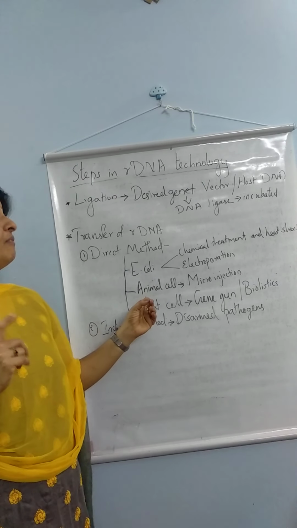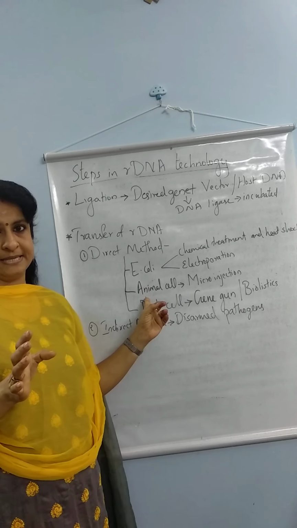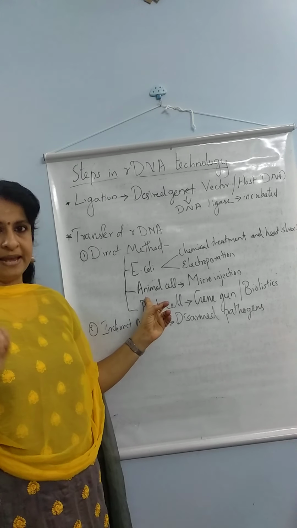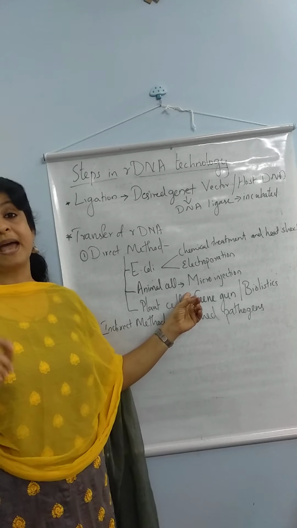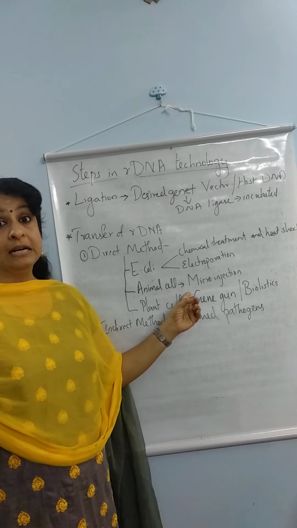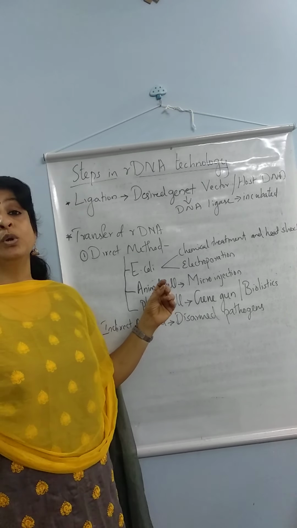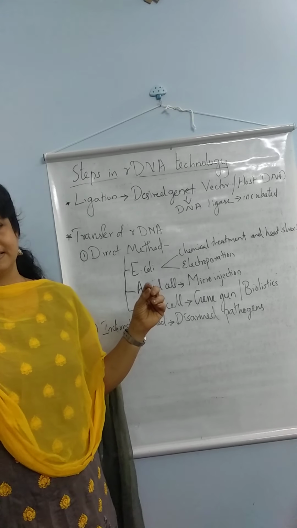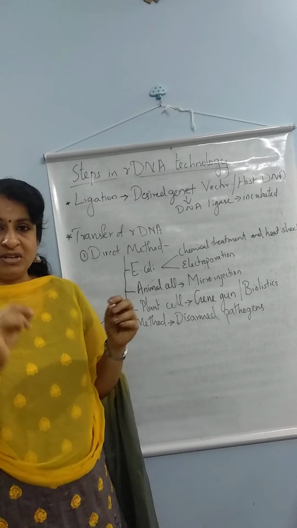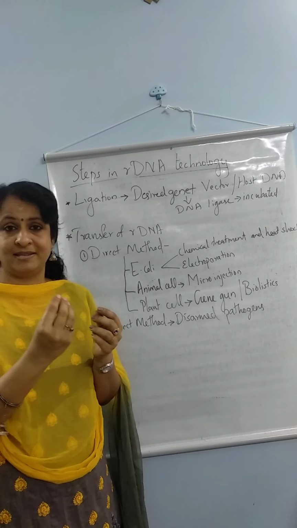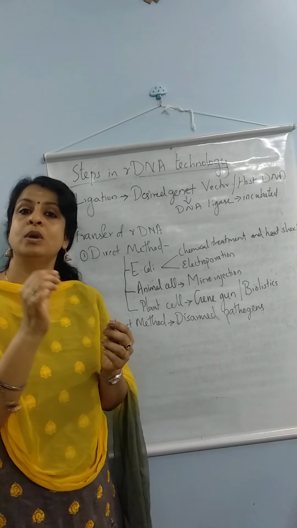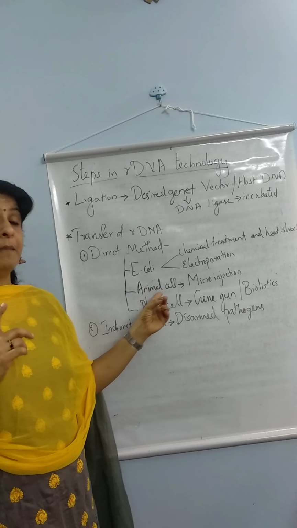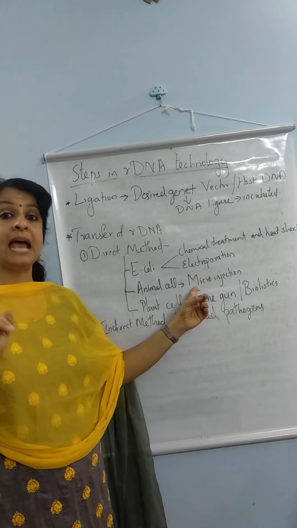Now if animal cell is the host organism and if we are going to give it by direct method, we use a method called as micro injection, where glass made micro needles or micro pipettes are used, very tiny small things, and by which we are directly injecting the rDNA into the nucleus of the cell. And micro injection is possible only in animal cell.